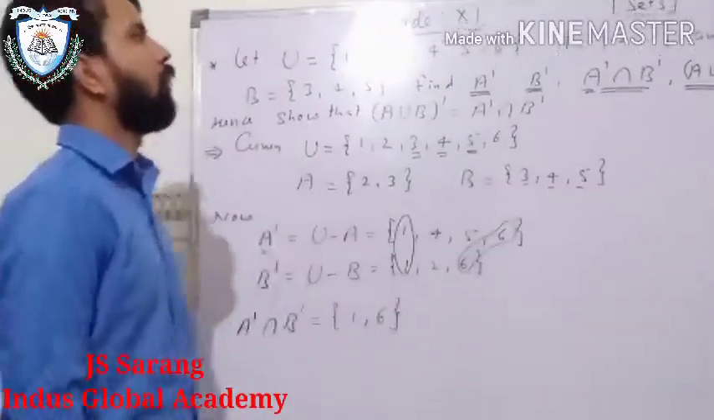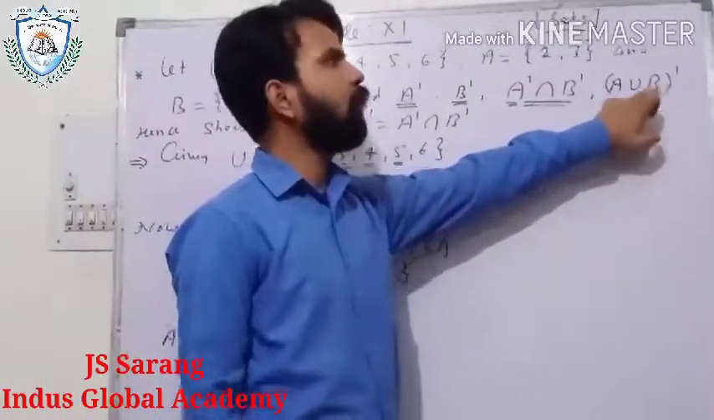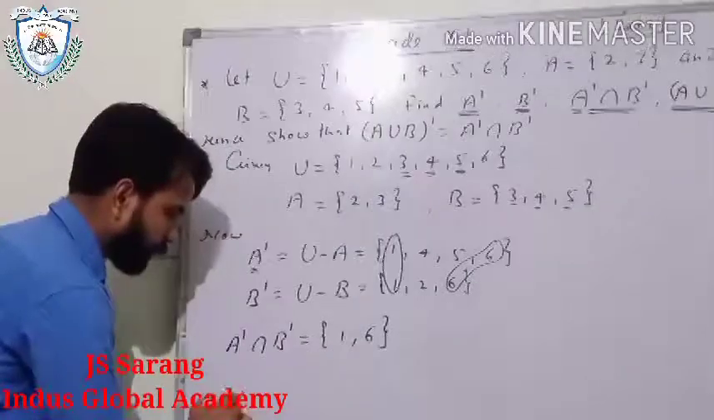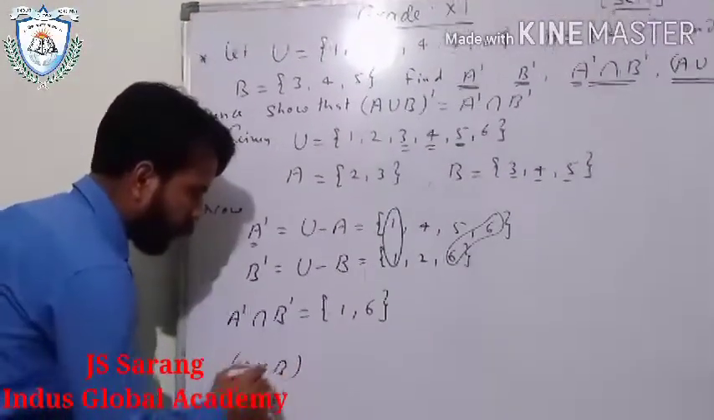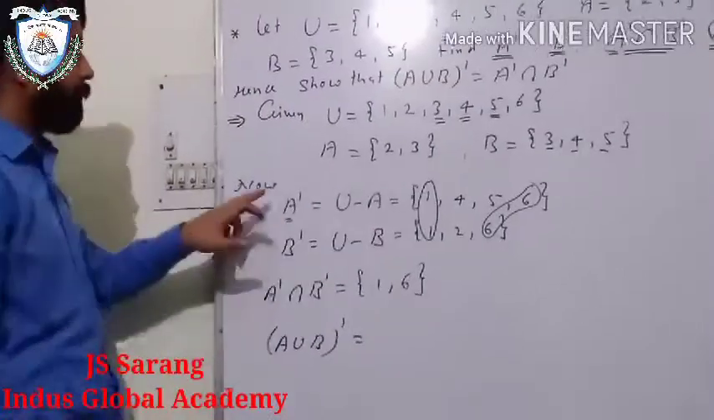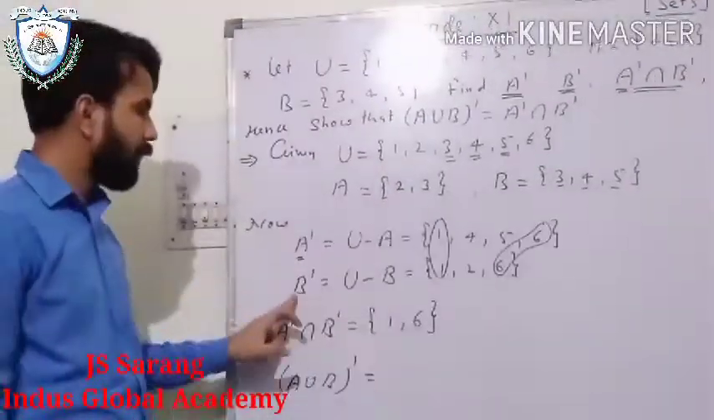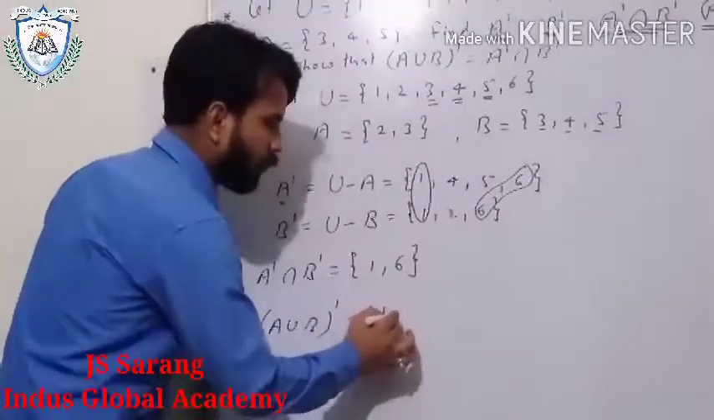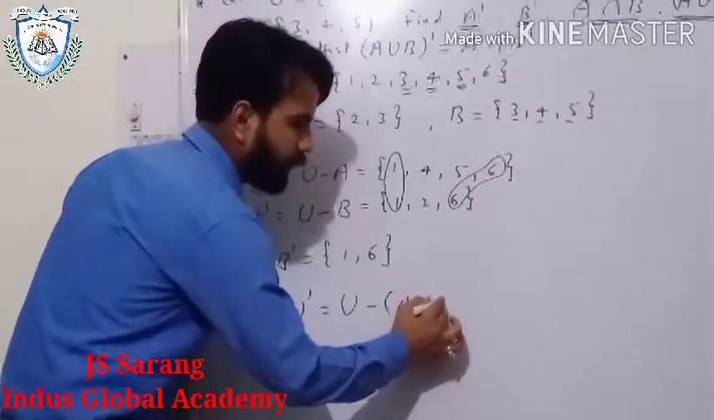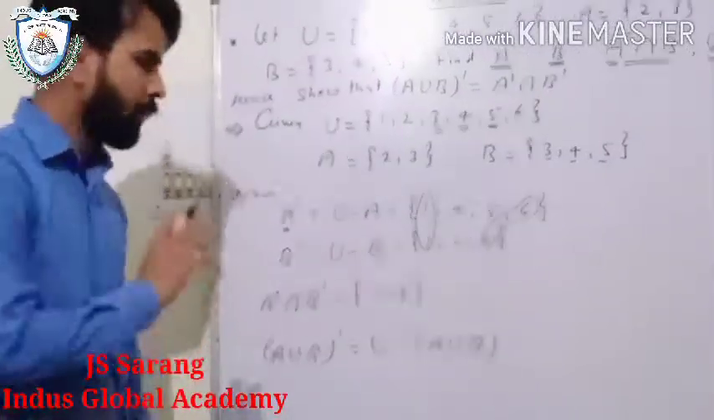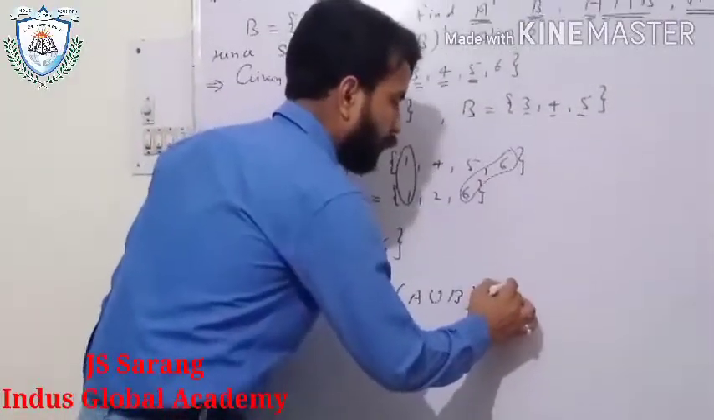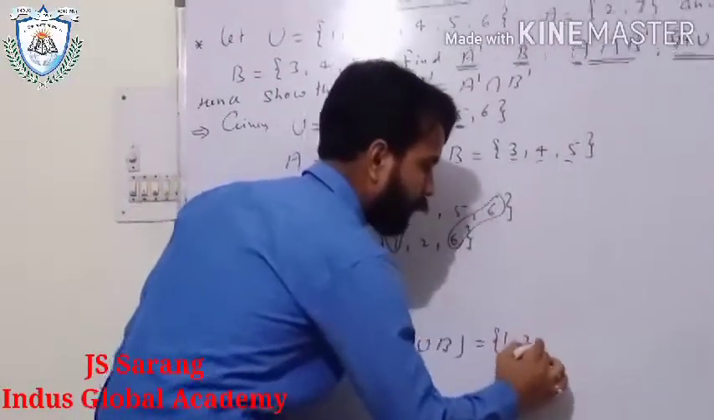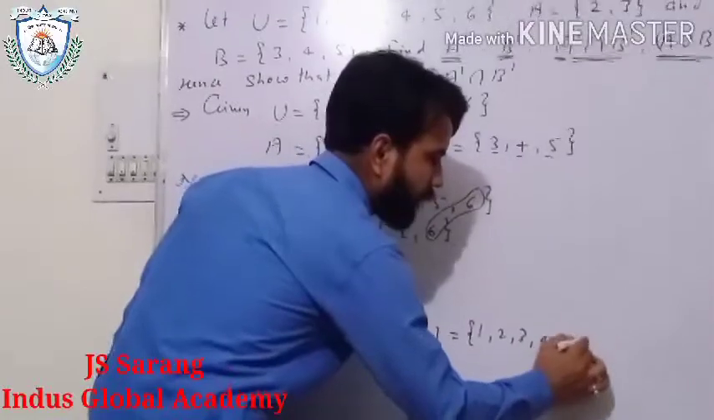Got it? Now the question is asking (A union B) whole complement. So beta, for finding (A union B) whole complement, the formula will be, see, A complement is U minus A, B complement is U minus B. So (A union B) complement will be U minus (A union B). Understood? So see, U is a set, which one? 1, 2, 3, 4, 5, 6. I am writing here 1, 2, 3, 4, 5, 6.